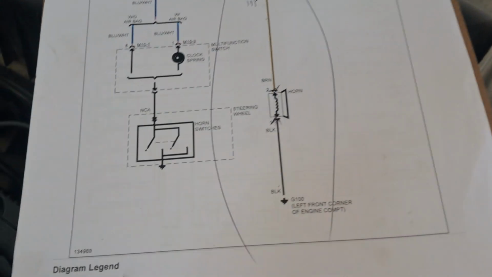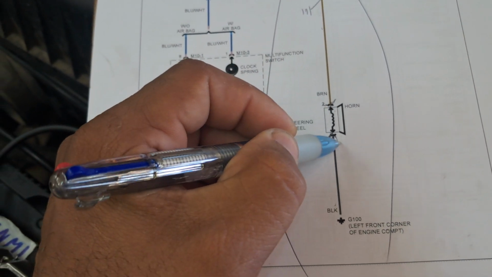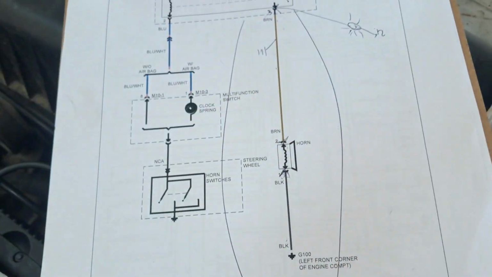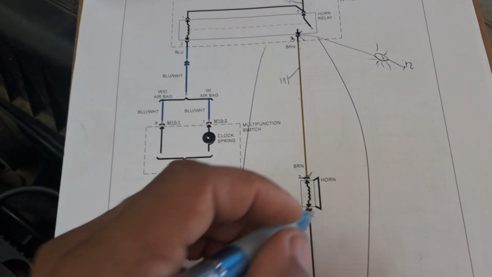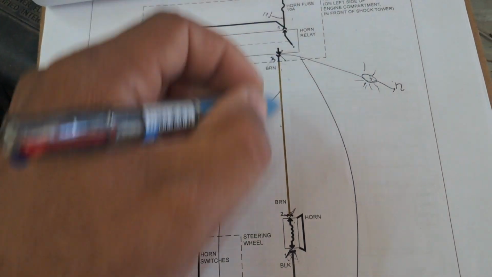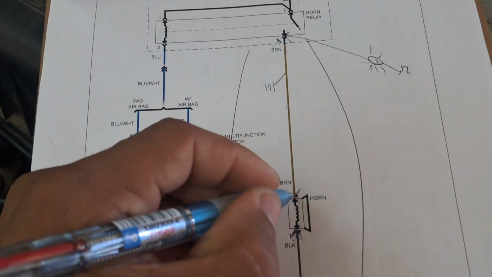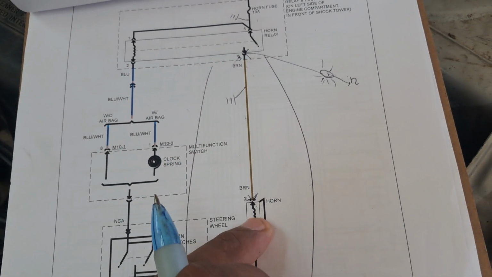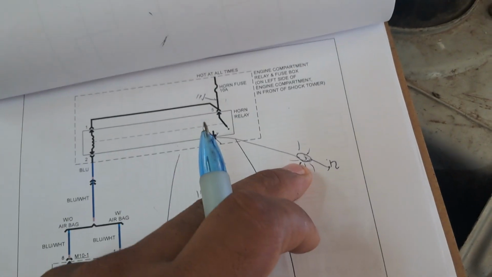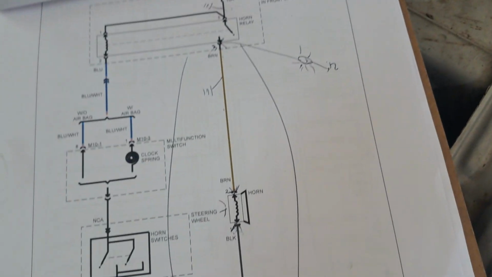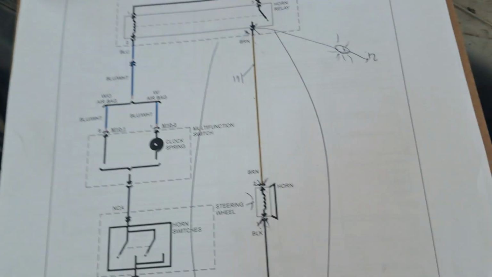So watch this now. If I remove the ground wire from the horn and the light still remains illuminated, one of two things: it could either be the horn that is shorted to ground, or this brown wire here is shorted to ground. So next, I'm going to unplug the brown wire from the horn, and if the light still remains illuminated, that is saying to me that the horn is good, the horn is not shorted to ground, and my short to ground is on this brown wire here. You follow what I'm saying?